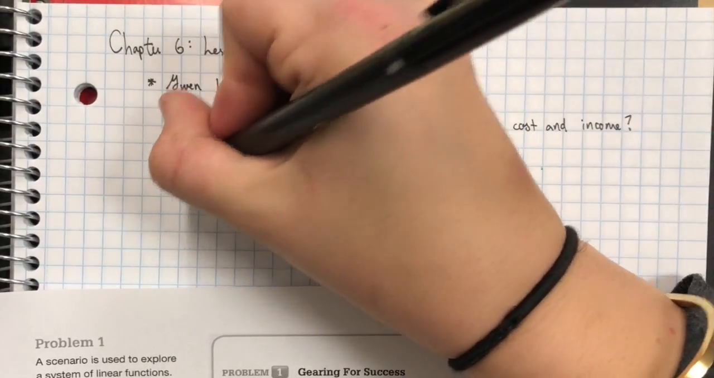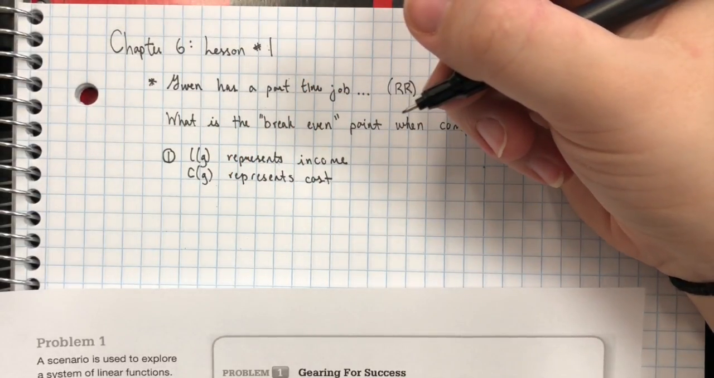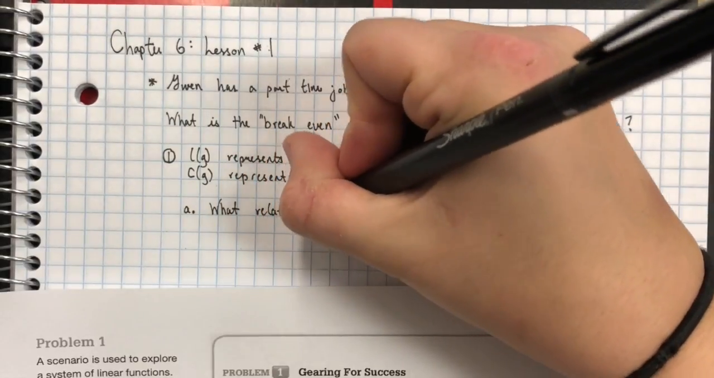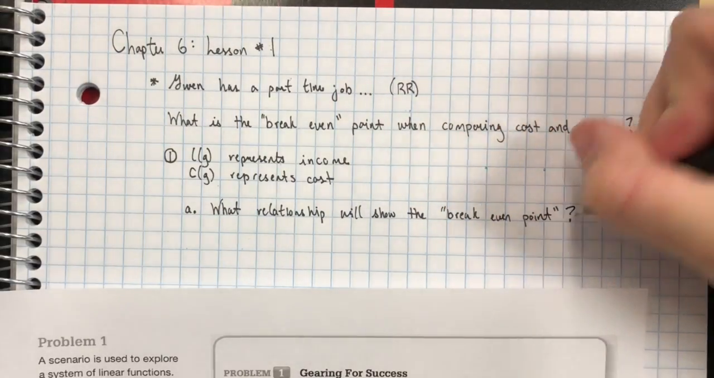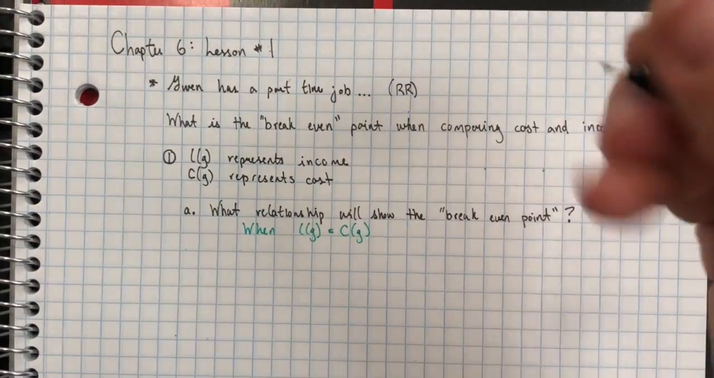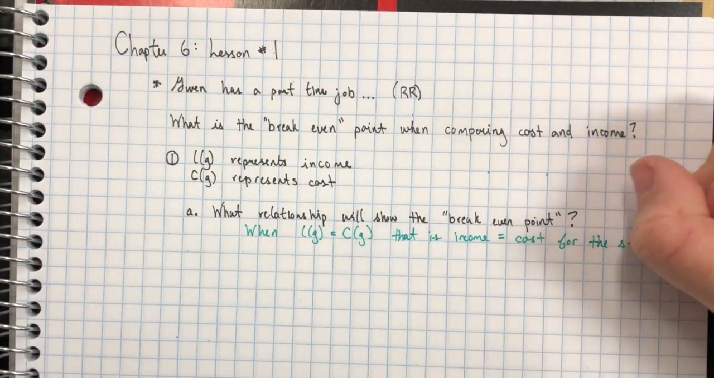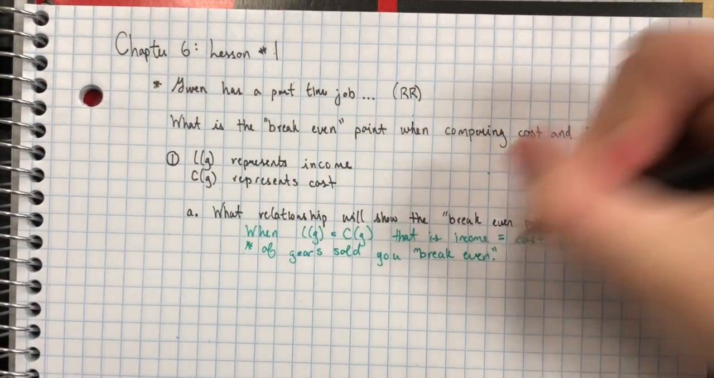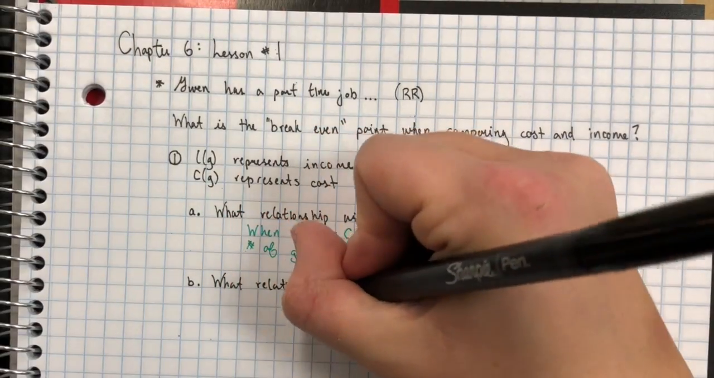If she's putting an investment into the company and there's a cost that she has to pay as well, at what point will those two variables meet? And basically the same amount of money she put in, she's getting out. So we want to look at what relationship is going to show the break-even point. So when you think about the solution to an equation, it's where we have an input and an output that make the equation true. So if the function for the income is equal to the function for the cost, then the income equals the cost for the same number of gears sold. So you break even. So at that certain point, no matter how much money I put in, I get out the same amount.